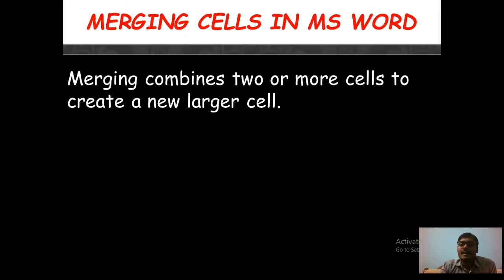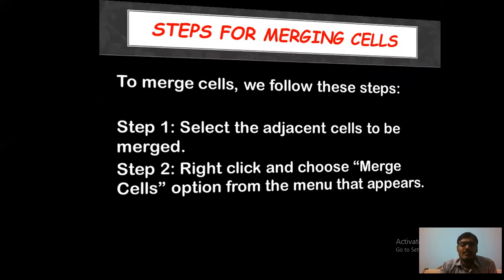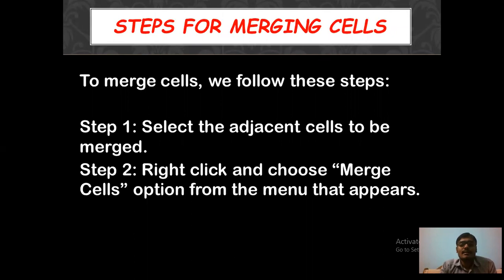Merging means to combine two or more cells to create a new larger cell. Merging combines two or more cells of the table to create a new larger cell. So what are the steps of merging? To merge cells, we follow these steps. Step 1, select the adjacent cells to be merged. You have to select the cells which need to be merged. Then step 2, right click and choose the merge cells option from the menu that appears. So this will be clear from the practical.